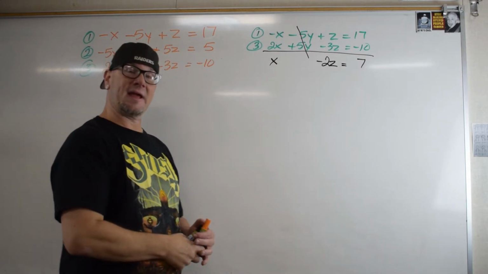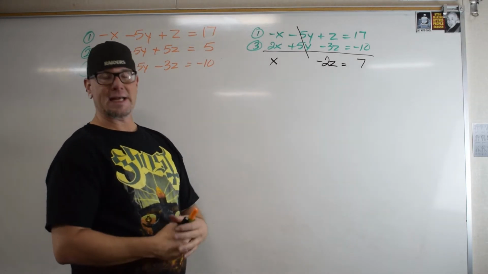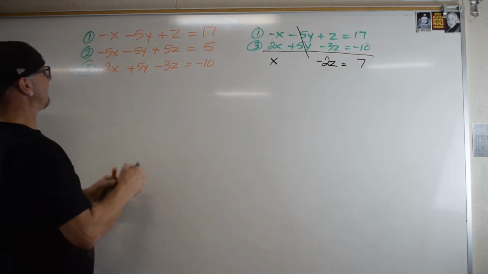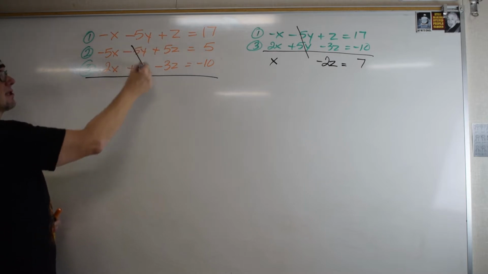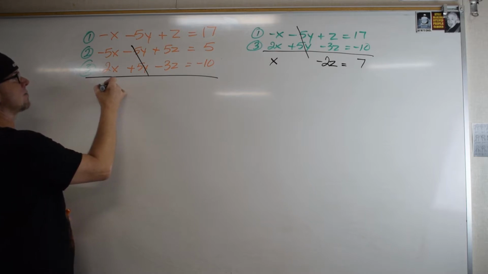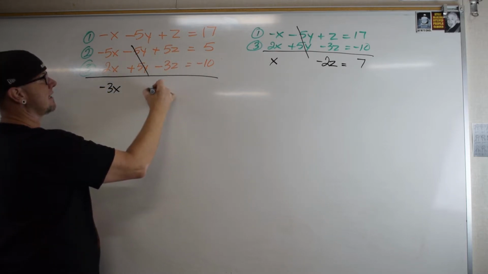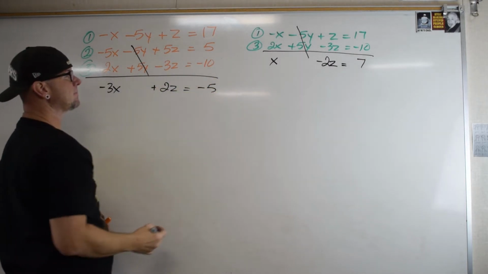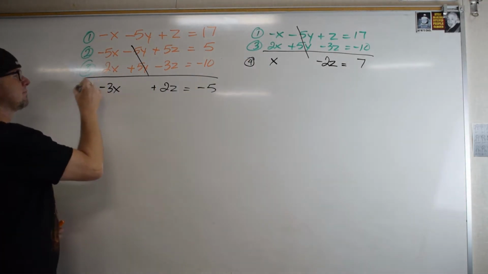Now we'll do the same thing, taking a different pair than 1 and 3 and canceling y again. So let's say this time I do 2 and 3. In fact, I'll just do it right here. With 2 and 3, again, the y's are going to cancel out there. So if I add negative 5x plus 2x, we get negative 3x. 5z and negative 3z is 2z. 5 minus 10 is negative 5. I'll call this equation 4, this equation 5.